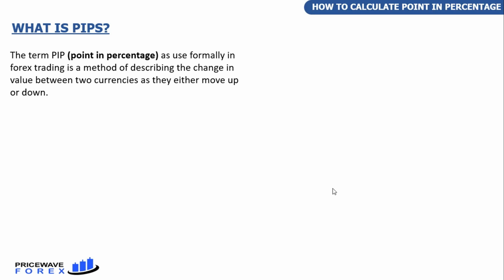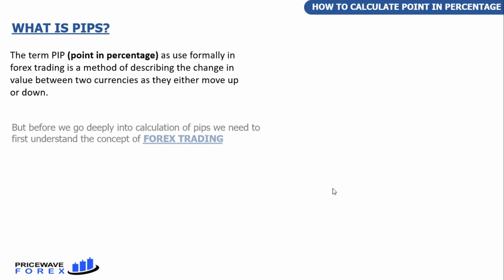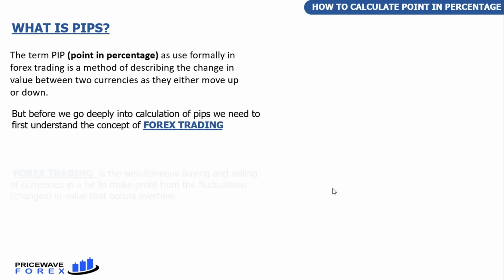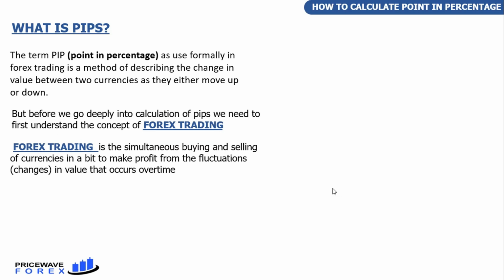This pip, popularly known as the point in percentage, as used formally in forex trading, is a method of describing the change in value between two currencies as they either move up or go down. Before we move into the nitty-gritty of pips, we want to know what forex trading is and how pips relate to the exchange of currency. Now, what is forex trading? Forex trading is the simultaneous buying and selling of currencies in a bid to make profit from these fluctuations, which also means the change in value that occurs over time.